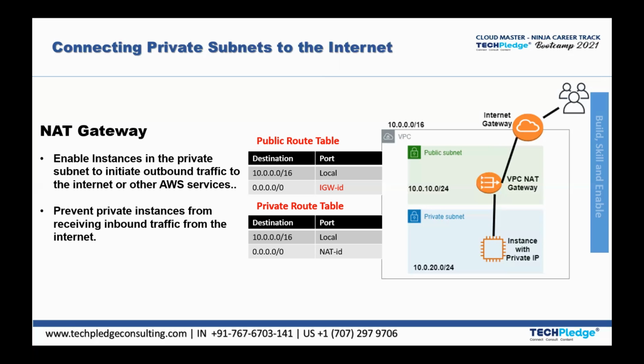Now, here we have two tables, and with these two tables we can define the destination and the target, where this IGW refers to the internet gateway ID. And obviously, in the private table, we will have our NAT, because NAT is not required on the public side. The public subnet can directly access the internet. The NAT ID is only required in our private route table.